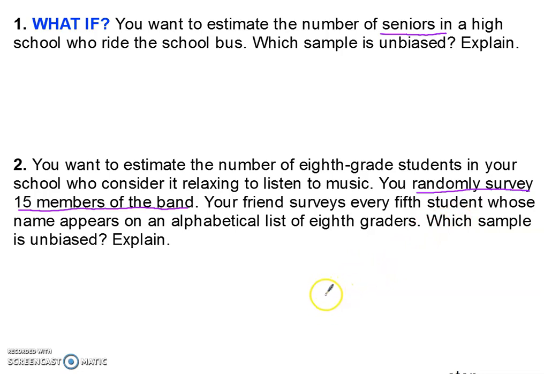Which sample is unbiased? So I want you to think about this one for a second. Whose is more random, yours or your friend's? Your friend's is more random. So the friend has a more valid conclusion. Because if you're surveying people in the band, they already have preconceived notions about music. They already like music. So your data is going to be inaccurate. It's going to be skewed. So your friend's is more random. It's more unbiased.